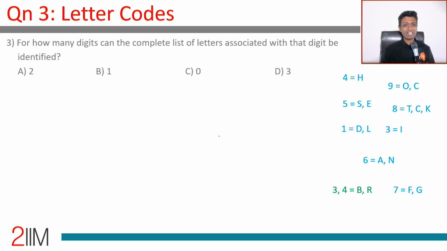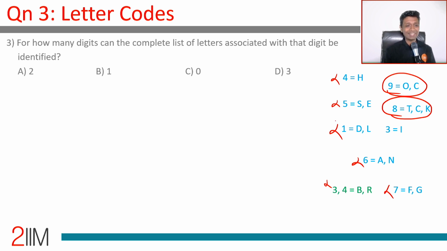For how many digits can the complete list of letters associated with that digit be identified? 9 is O and C. That is done. 8 is TCK. That is done. Fine. 1 is not done. 2 is far from done. 2 is not available. 3 is not done. 4 is not done. 5 is not done. 6 is not done. 7 is not done. So only 8 and 9, 2 letters. Choice 2.